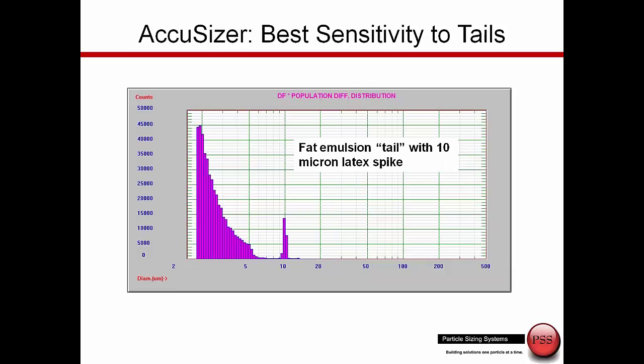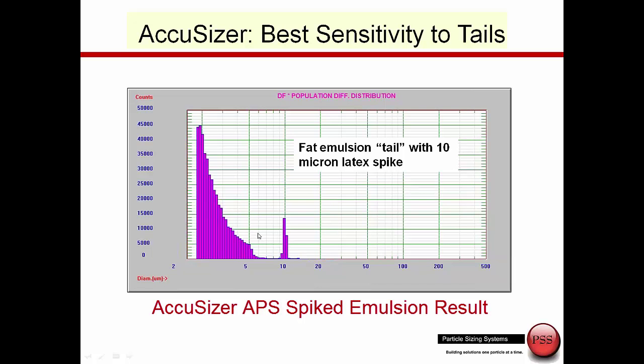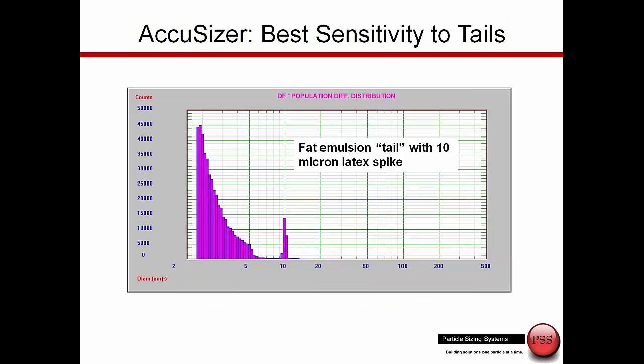But for quantitative and reproducible analysis of the number of particles larger than 5 microns, we need a technique like the AccuSizer. So here's an AccuSizer result for a lipid emulsion where we spiked the emulsion with some 10 micron PSL. This is showing the strength of the AccuSizer to detect the presence of a few large particles. Here we see a spiked sample just to prove the ability to find a few of these large particles.